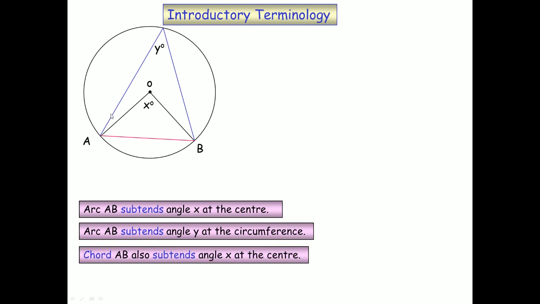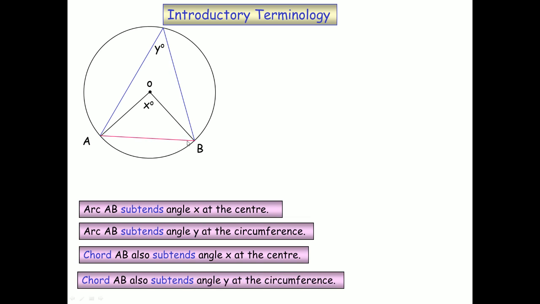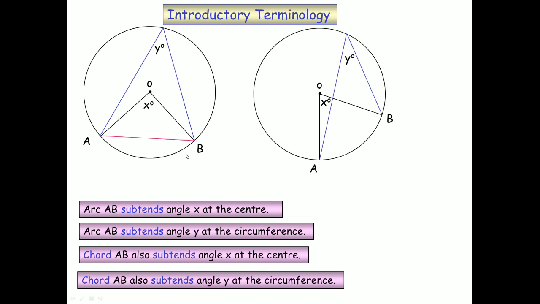We could also say, instead of the arc AB, the chord AB subtends angle X at the center, and similarly chord AB subtends the angle Y at the circumference. It might also look something like that, so not necessarily directly above it, but as long as the points are at A, B, and it goes to the circumference, it would be described the same way. So the arc AB subtends angle Y at the circumference, angle X at the center. And you could also say the same thing about the chord.